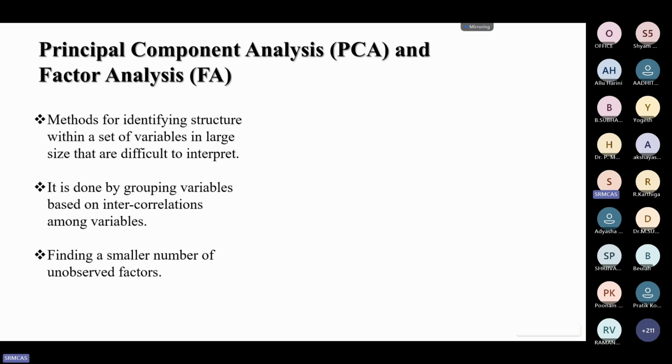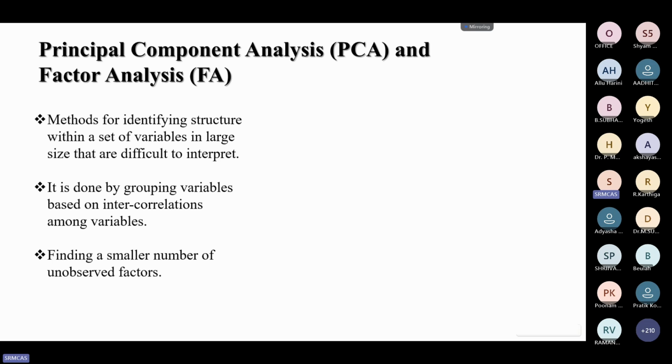So why do we need this? Practically, these are methods for identifying the structure within a large set of variables that are difficult to interpret. For example, it happens on the marketing side. Awareness or preferences of consumers for a particular product may be affected by so many factors, even up to 500 variables. Marketing agencies cannot analyze all these 500 variables individually, and are not able to come to conclusions.